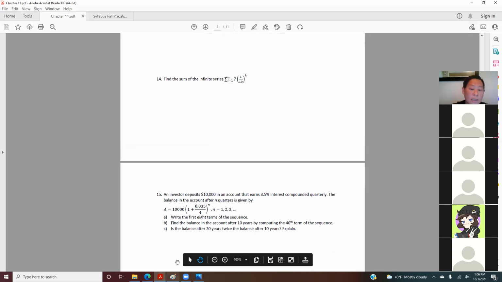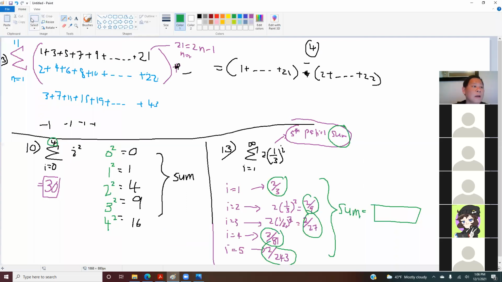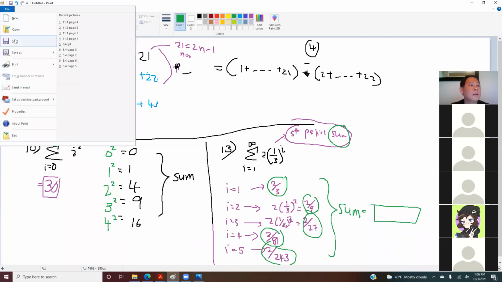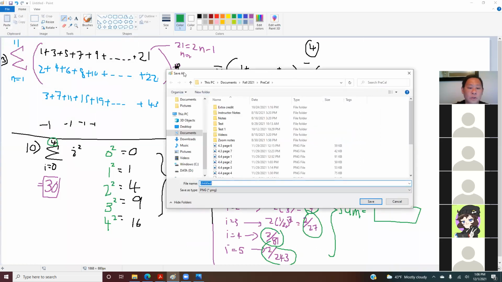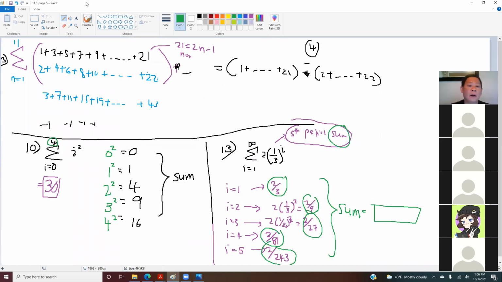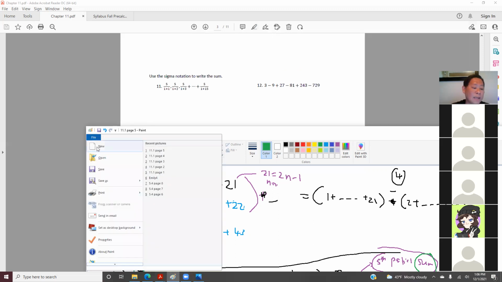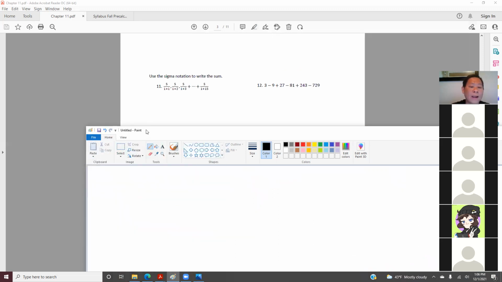Now, next we want to write this in sigma notation. I'm just jumping around here. I think you guys know how to use a calculator to add these fractions, right? Okay. So make sure you know the meaning of fifth partial sum: I want to add up to 5. This means I need to add up from 0 to 4.